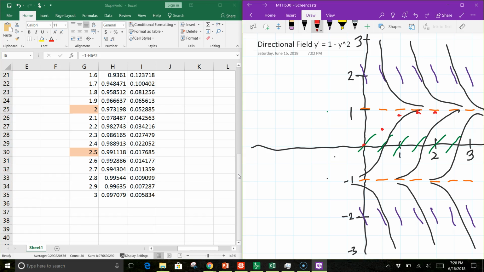And about 0.9, 2.5, about 0.9. So it looks like my curve from Euler's method would look like that, with a horizontal asymptote of 1, which is similar to what I got from the slope field or directional field.